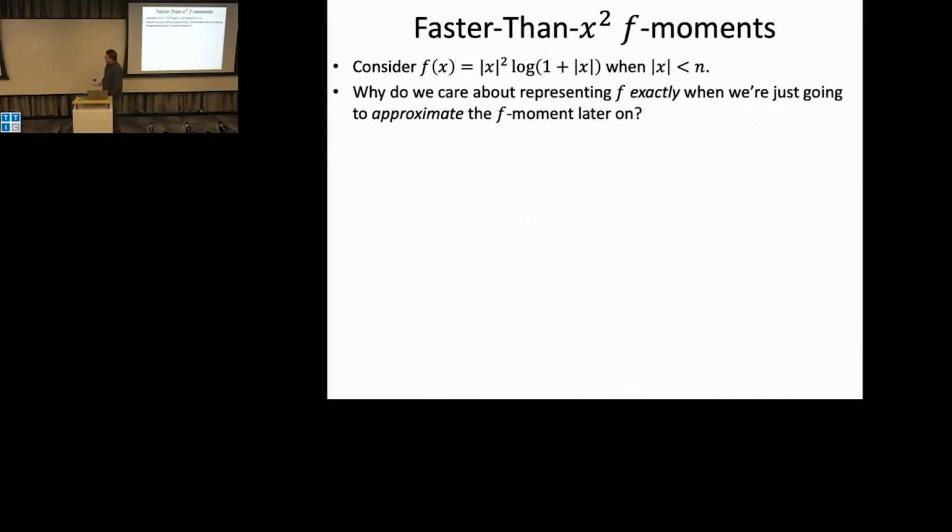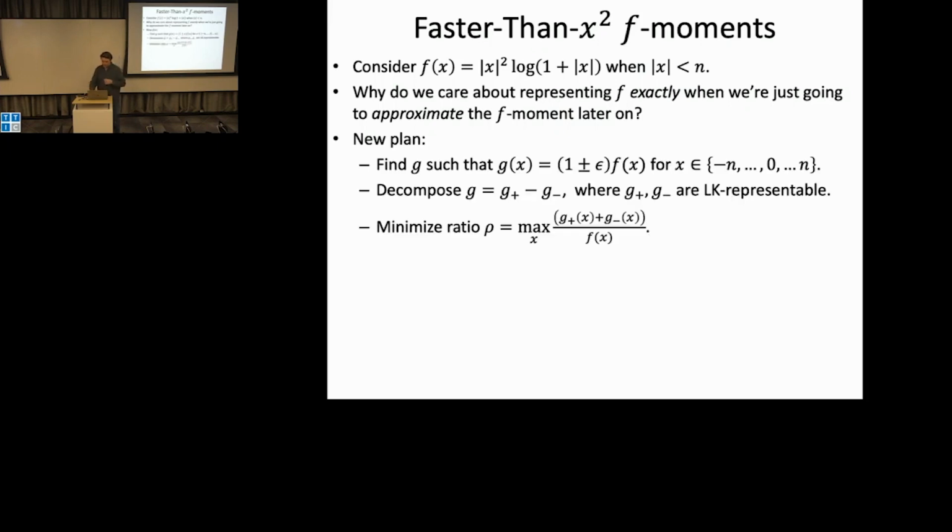Okay, so the third try is, the mistake that we're making is I have a target function and I'm trying to find a Levy-Khintchine representation of this target function that's exact, which is overkill because we're just going to end up approximating it anyway. What I really want is to take f, find an approximation of f, and then decompose that approximation in some nice way. Okay, so what I really want is take G to be a 1 plus or minus epsilon approximation of f, decompose G into some positive and negative Levy-Khintchine representable functions, and the property that I want is that the error is proportional to these G's now, and I want the ratio of this to the true value of f to be as small as possible. I want to minimize rho.